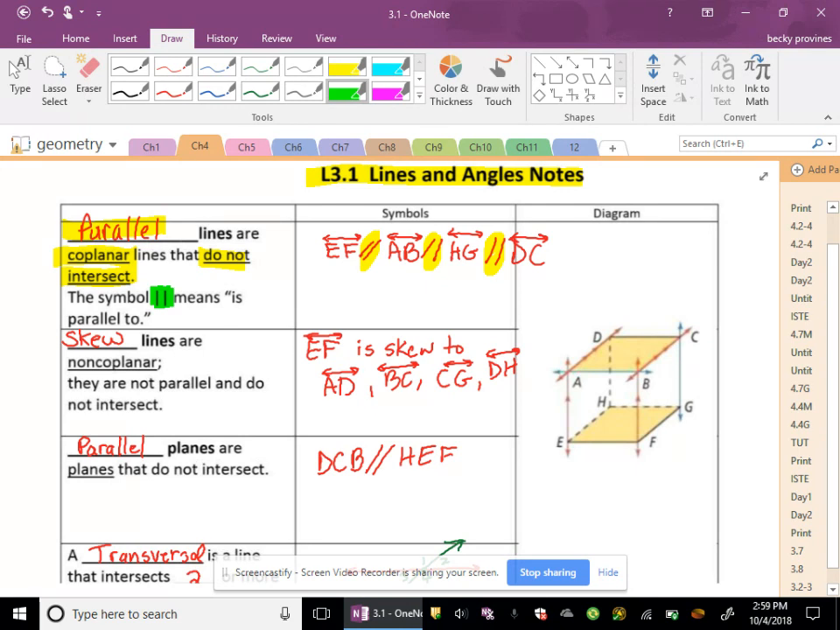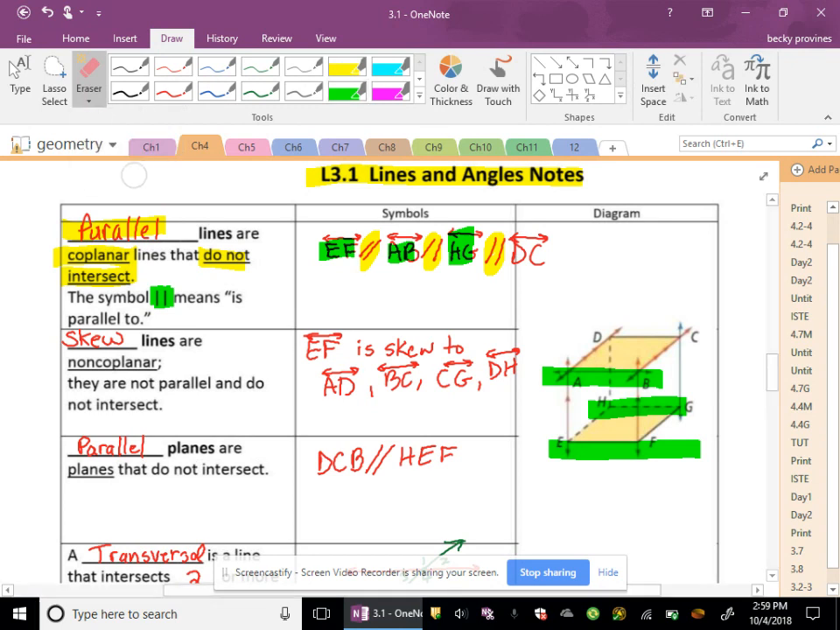So let's look at the picture over here on the far right and find four lines that are parallel. I started with EF, and so again, you name a line with 2 points and you put the little line with arrows on top. It is parallel to AB, which I wrote next. And it is also parallel to HG, which I wrote next. And then lastly, DC.